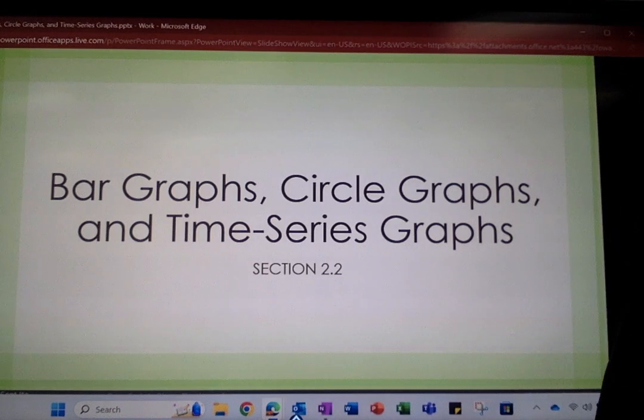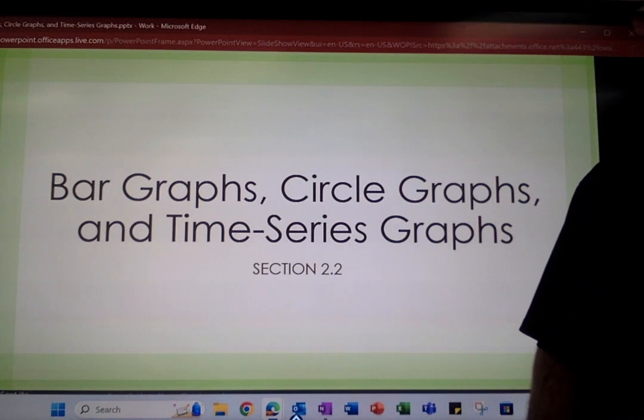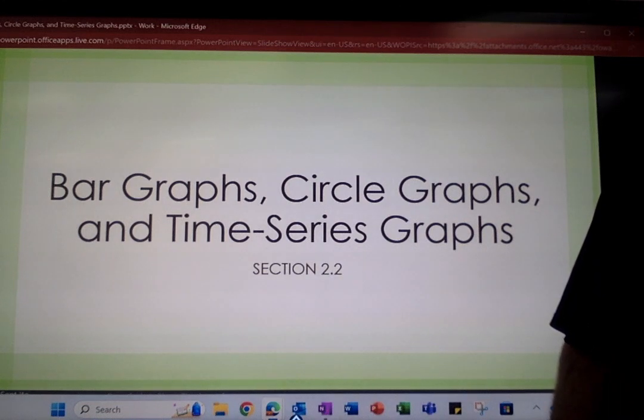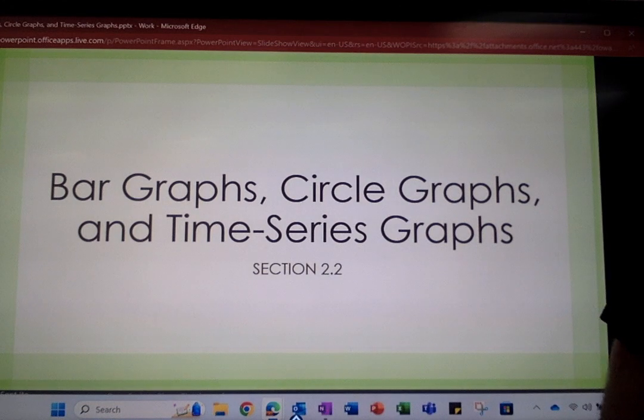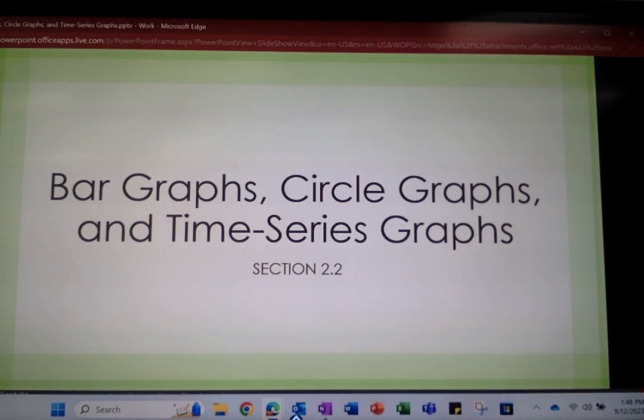In section 2.1, we started talking about different ways we can gather data using histograms and relative frequency histograms and ogives. In this section, we're going to talk about a few other types of graphs: bar graphs, circle graphs, and time series graphs.